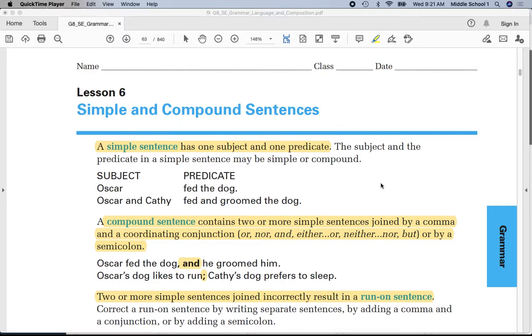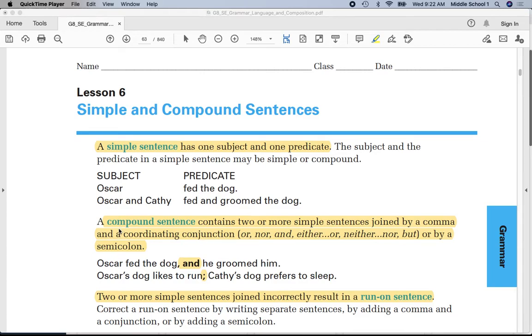First of all, definition. A simple sentence has only one subject and one predicate. Now, those simple subjects and predicates can be compound. For example, Oscar fed the dog. One subject, Oscar, one predicate, fed. Oscar and Kathy fed and groomed the dog. I simply have one set of subjects, one set of predicates. It's one sentence with compound subjects and compound predicates. There isn't anything that joins these together.